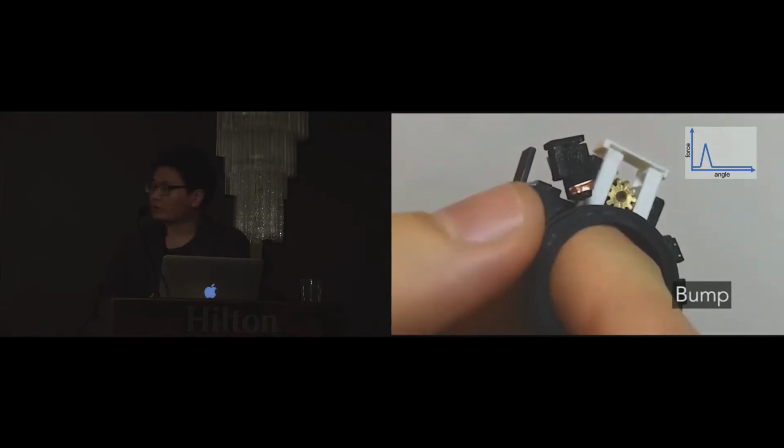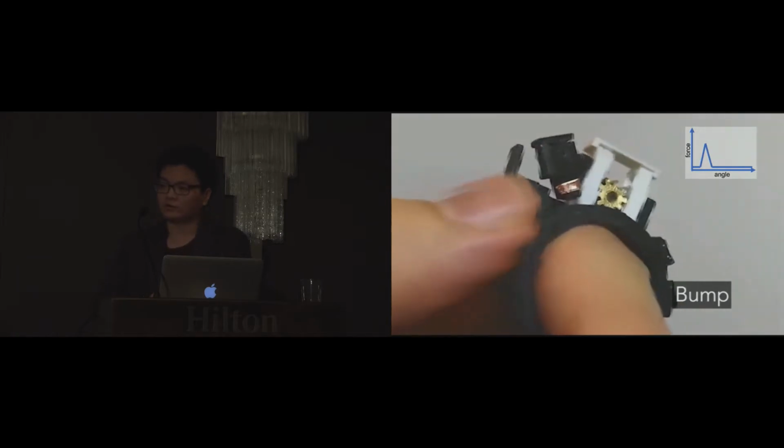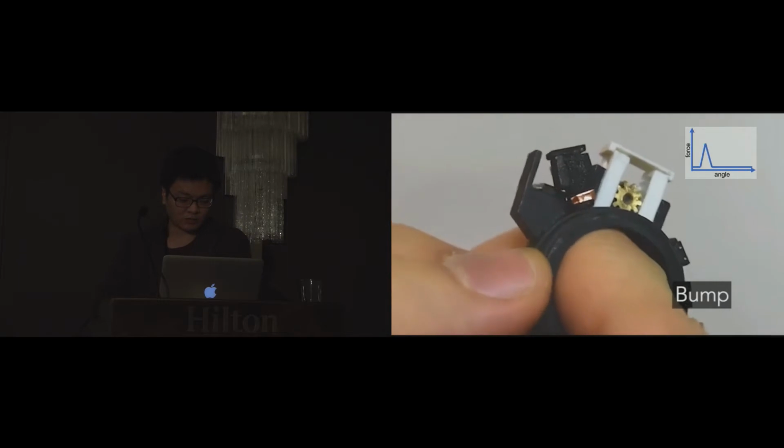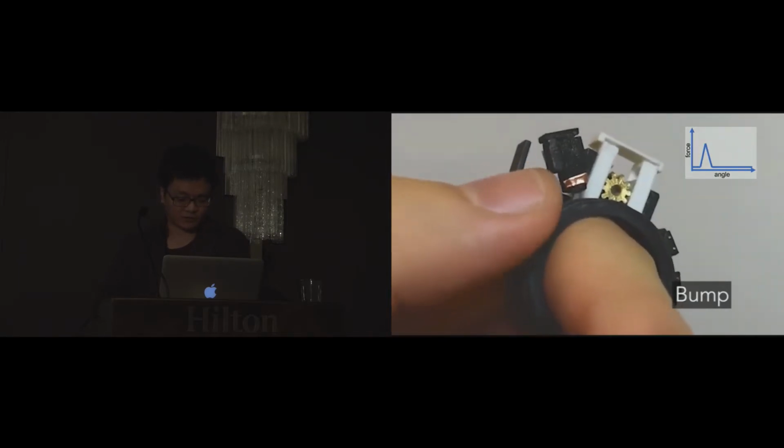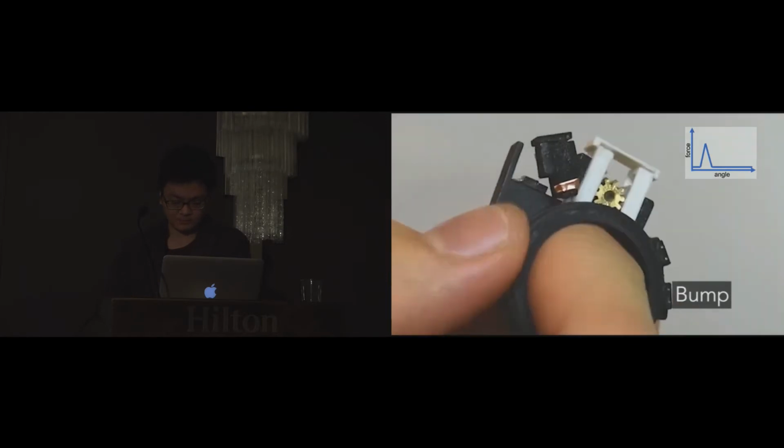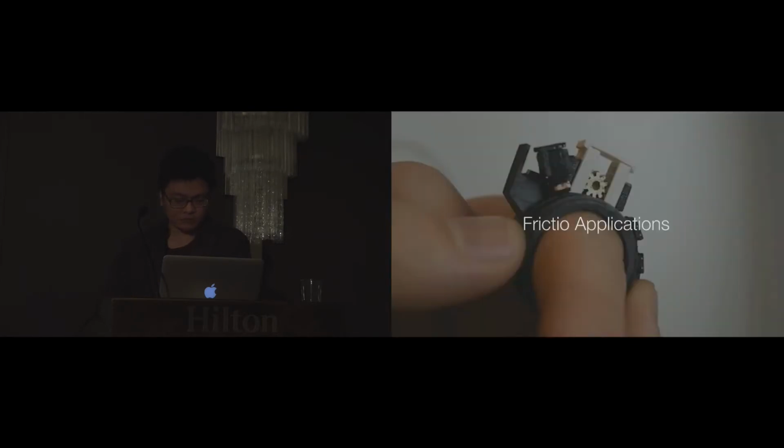With the bump, the brake pad drops quickly and provides a strong friction to the outer race, and the user needs to spend extra effort, strong effort to overcome that. With these force profiles, we designed 4 different applications to indicate how Frictio can be used for interactions.